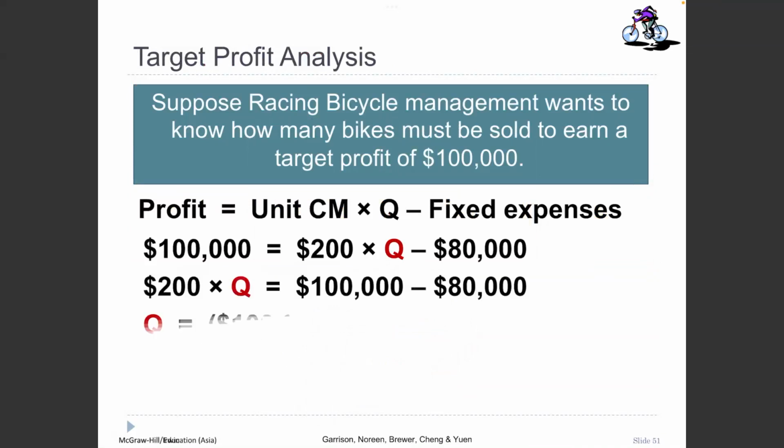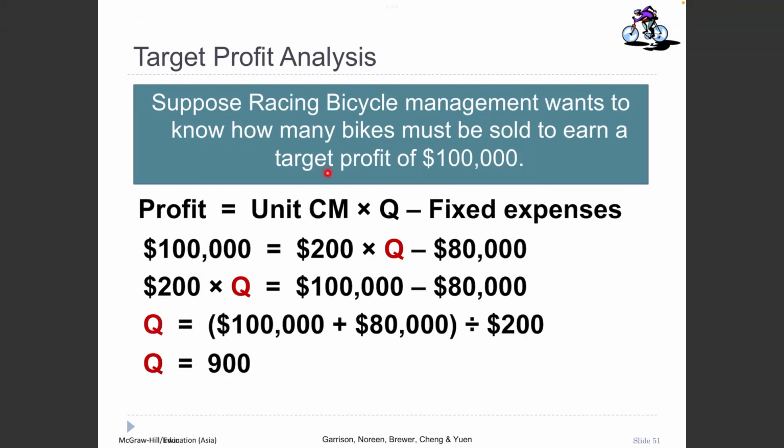Suppose Racing Bicycle management wants to know how many bikes must be sold to earn a target profit of $100,000. So RBC wants to get a profit of 100,000. Okay, so the profit is $100,000. The unit CM is 200 per bike. You do not know how much you need to sell. Then you minus 80,000, which is the fixed expense. And then you rearrange everything so that the quantity sold is on the left side, and then you will get 900 units. Okay, so it means that RBC needs to sell 900 bikes in order to get a profit of $100,000. Okay, so this is the equation method.